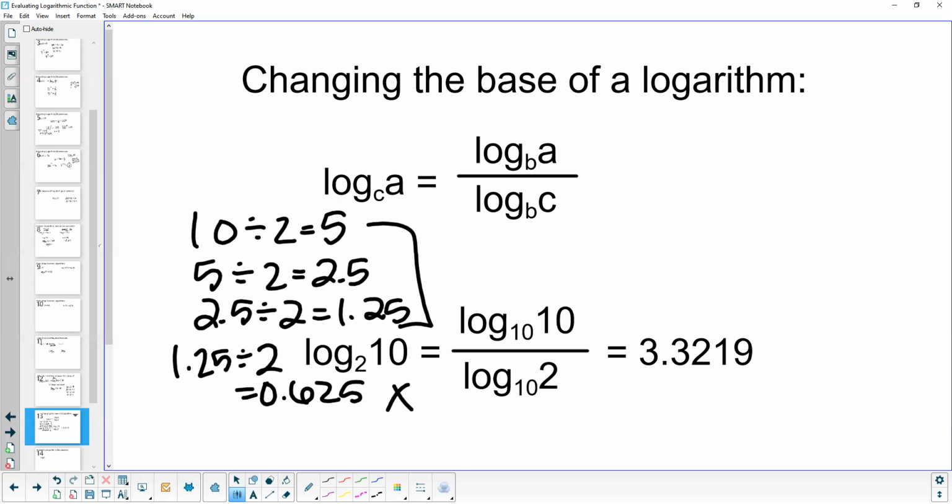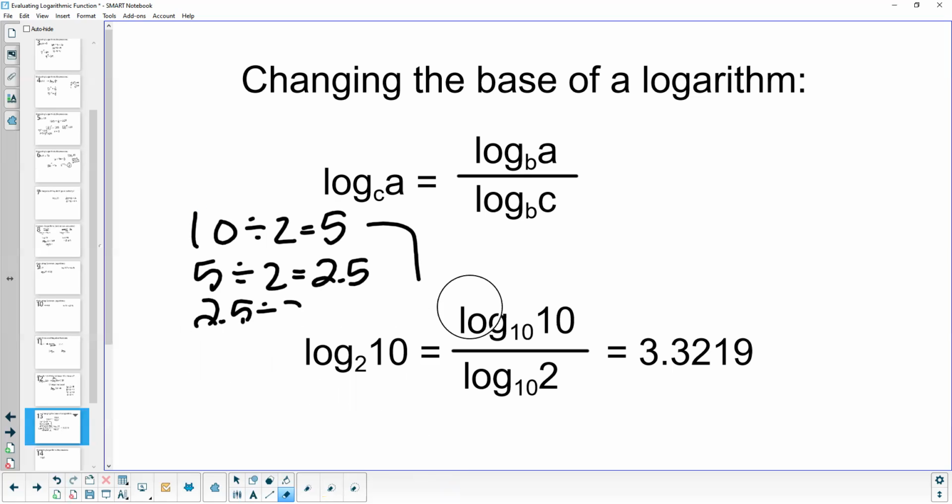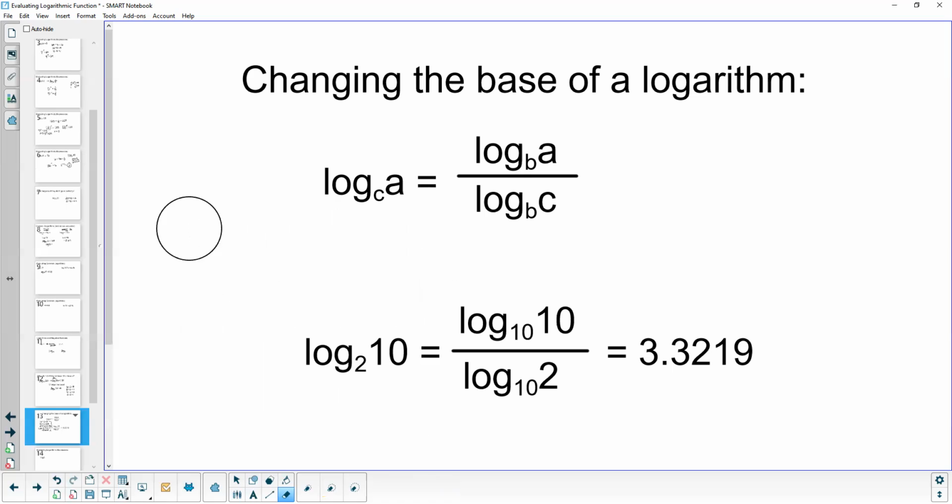Now, my calculator doesn't have a log base 2 option that we know of yet, and we'll talk about that at a later time. But what we can do is we can actually just change the base into something that we do have a base of. So for the sake of this example, I'm going to change it into log base 10, so I can use the log button. But if you would prefer to change it into a natural log base where it's a base of e, that also works.